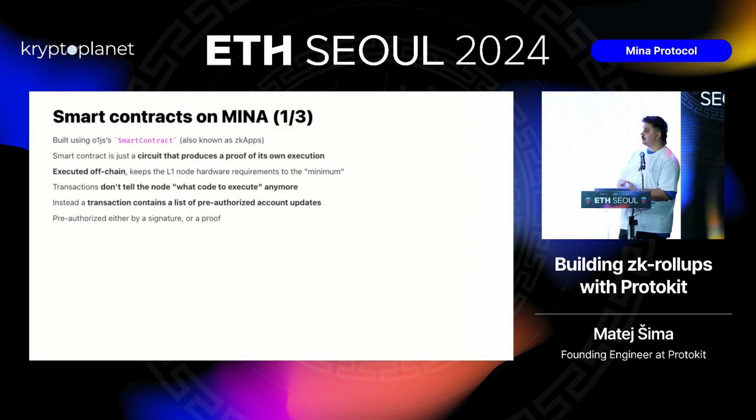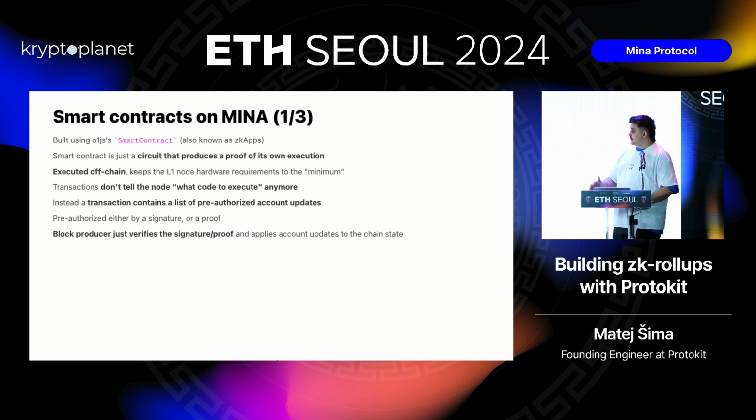The account updates need to be authorized so that the block producer can provably verify that whatever instruction they received in the transaction can be applied validly to the chain state. So these account updates can be authorized either by user signatures, which is a very simple case, or by proofs of the smart contract execution. So yeah, the block producer only verifies either the signature or the proof and applies the transactions to a database. And again, the block production process, or applying the result of the execution of the smart contracts, results into a block proof.